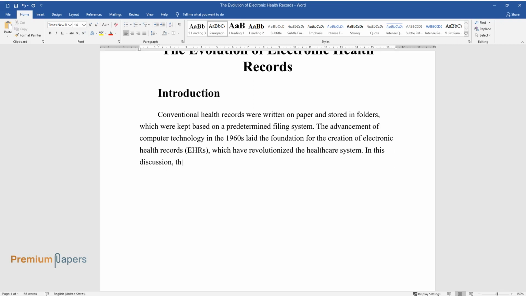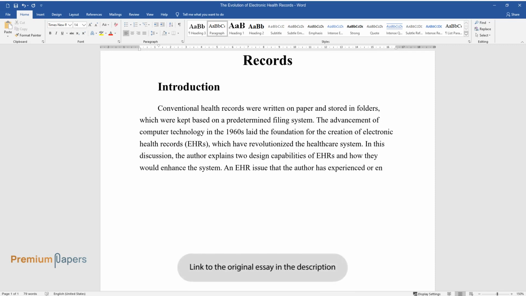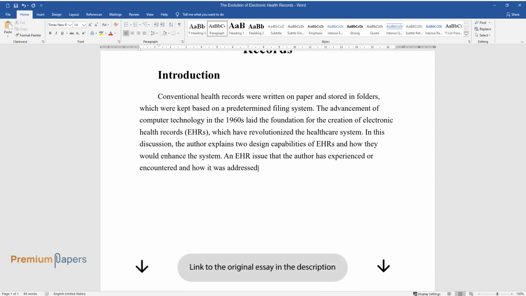In this discussion, the author explains two design capabilities of EHRs and how they would enhance the system. An EHR issue that the author has experienced or encountered and how it was addressed is also examined.